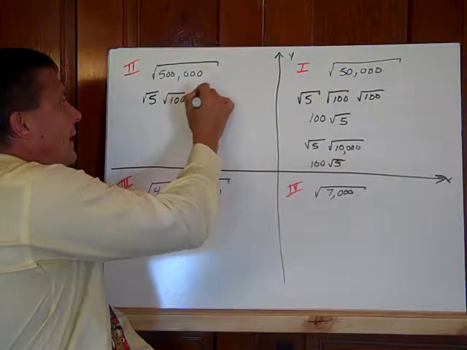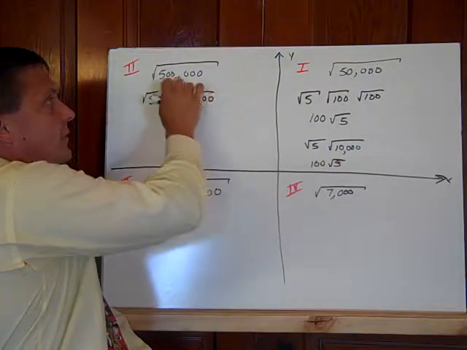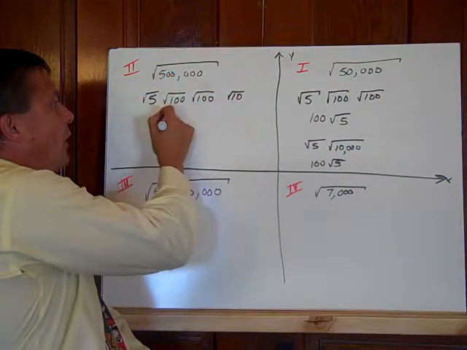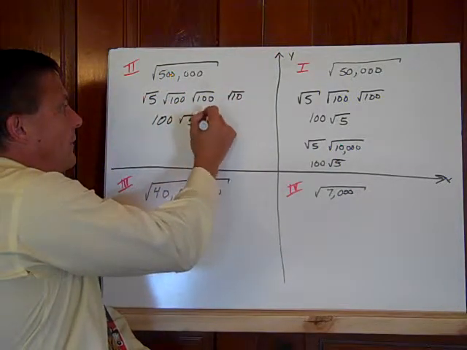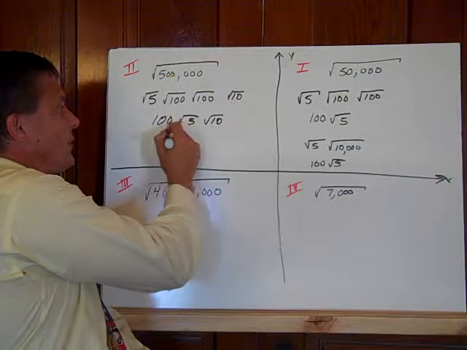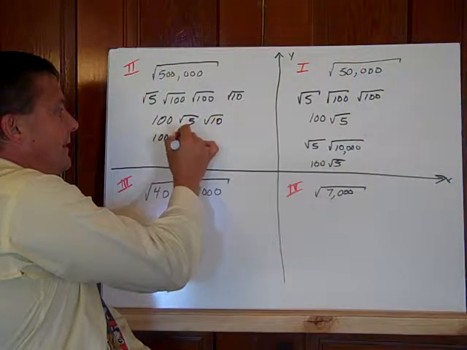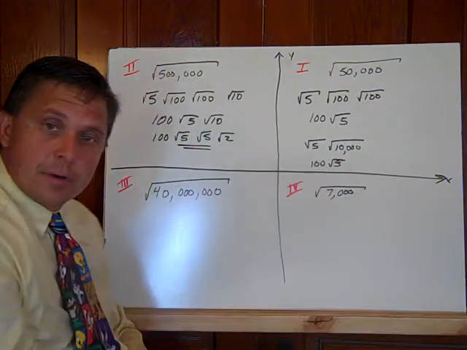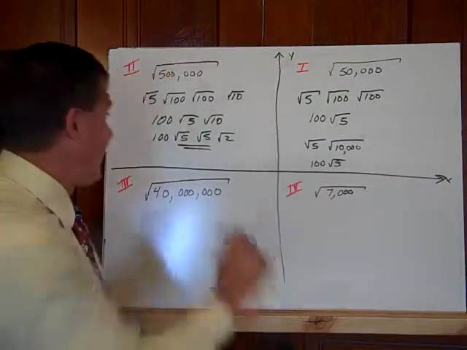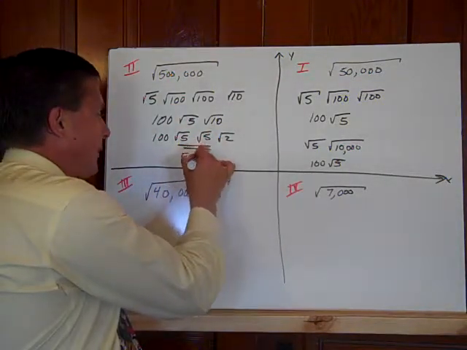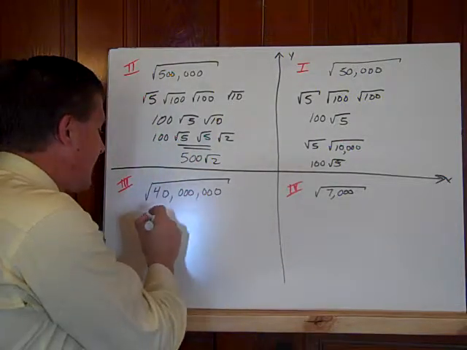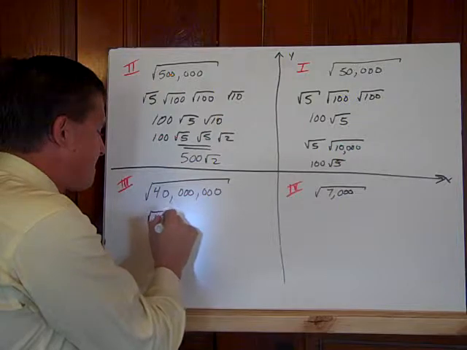Alright, 2 zeros, 2 zeros. I need 1, 2, 3, 4, 5, so I need a 10. Alright, so I get 100, square root of 5, square root of 10. But you should realize that 10 can be broken down into 5 and 2. Square root of 5 times square root of 5 is 5. 5 times 100, 500 square roots of 2. And again, I'm going to leave it as 40.